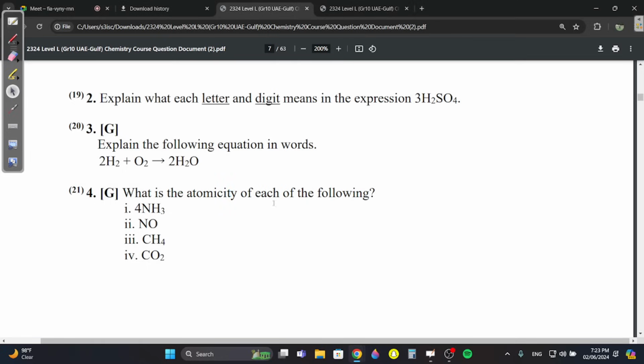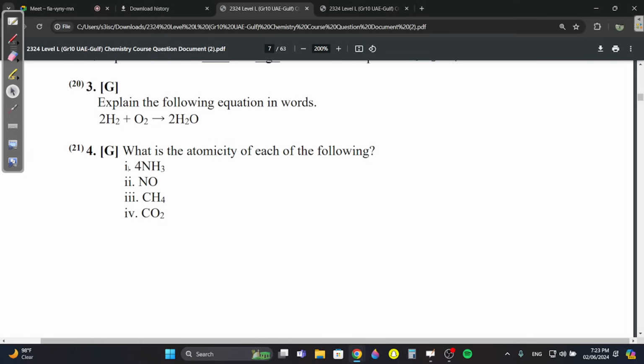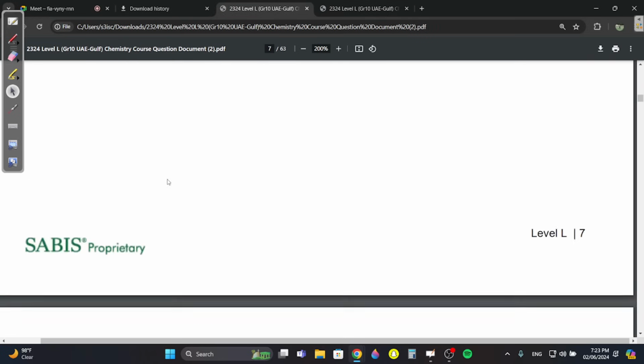In the exam, they got it differently. What is the atomicity of each of the following? You ignore the coefficient. You just count how many atoms. This is 1, this is 3, so obviously 4. This is 1, this is 2, that's 2. This is 1, this is 4, this is 5. 1 and 2, 3. So 4, 2, 5, 3, easy.